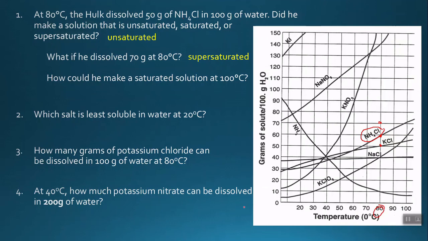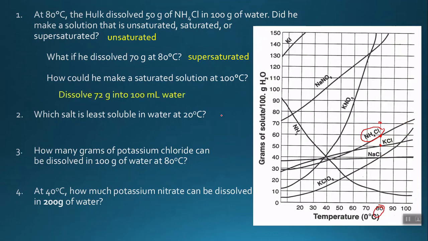Okay, back to our practice problems. How could Hulk make a saturated solution at 100 degrees? Well, at 100 degrees, he can dissolve about 72 grams in how much water? In 100 grams, or you could say 100 milliliters of water.